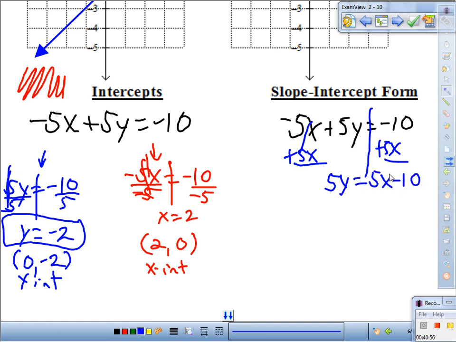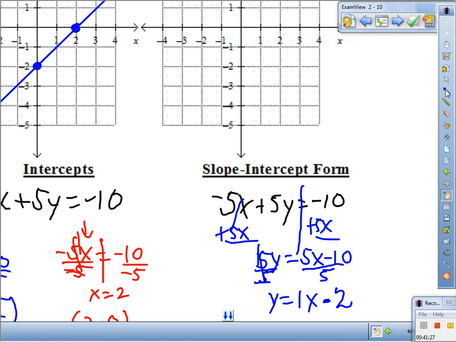And then divide by 5 both sides. So y equals 1x minus 2. Hands if you got that. All right. Can we graph that using the y-intercept and the slope? Yes, let's do that. We're going to start where? At negative 2. So circle your negative 2. Plot your point at negative 2.